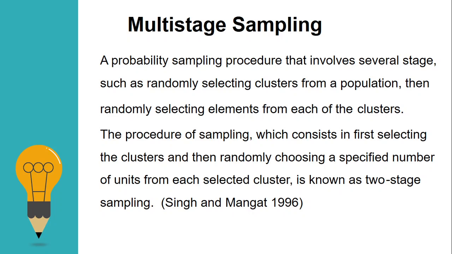Now we are discussing the last type of probability sampling, which is multi-stage sampling. It is a probability sampling procedure that involves several stages, such as randomly selecting clusters from a population, then randomly selecting elements from each of the clusters. The procedure of first selecting the clusters and then randomly choosing a specific number of units from each selected cluster is known as two-stage sampling. So it's called the multi-stage sampling procedure.